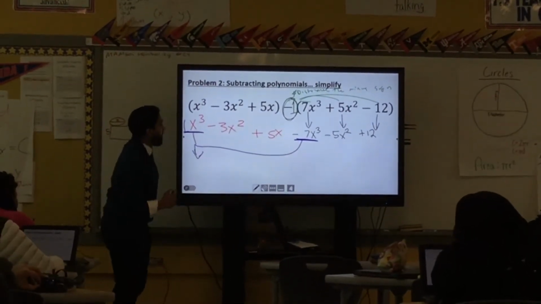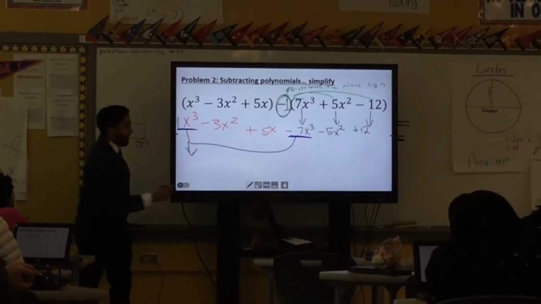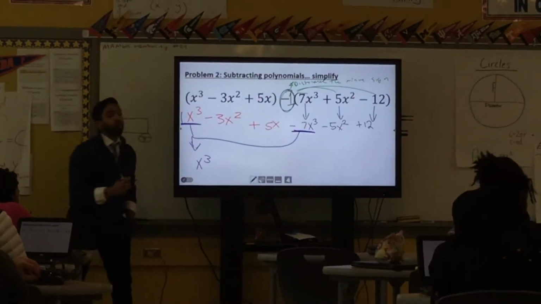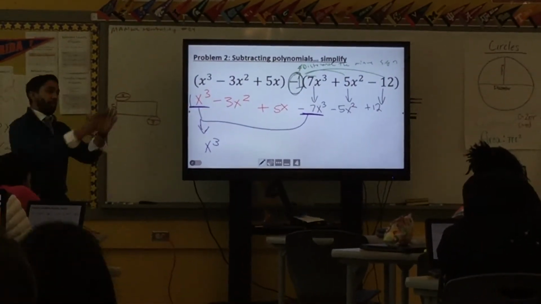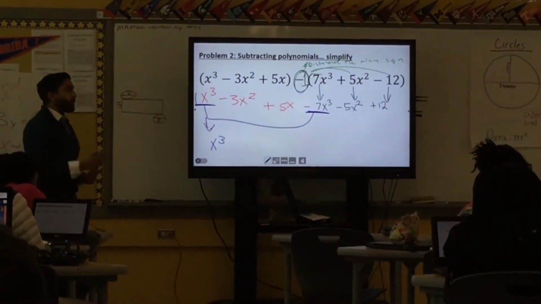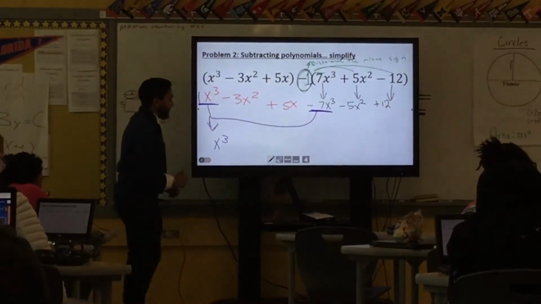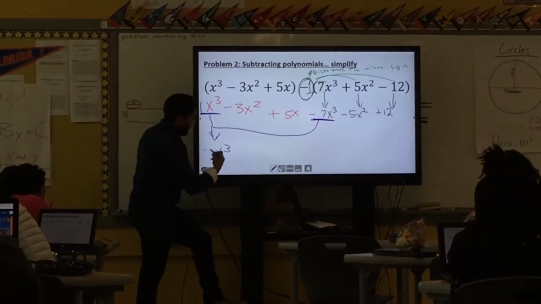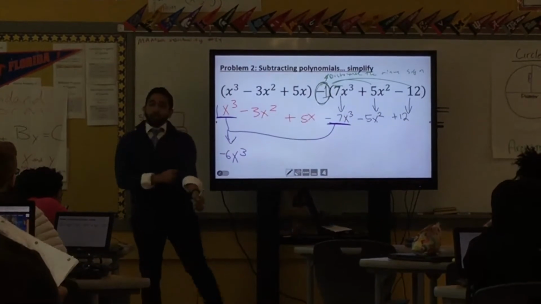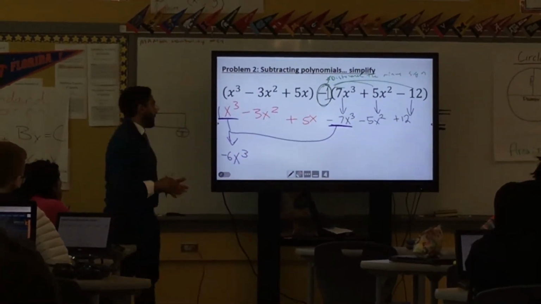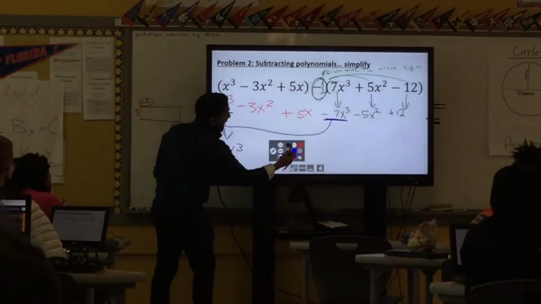So we're going to combine those. 1 minus 7. X cubed, just like the last problem, doesn't change at all. It's simply 1, take away 7. What is 1 minus 7? Negative 6. And to reiterate one more time, if you're struggling with the adding and subtracting, use the calculator. So these terms are now combined.